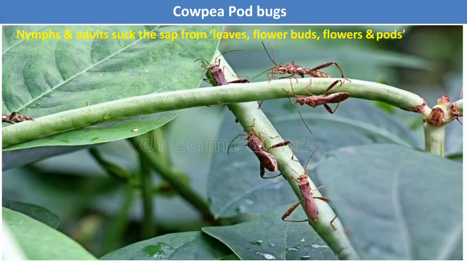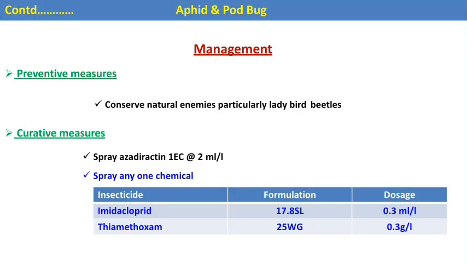Next, that is the pod bugs. It is also a sucking pest. Nymphs and adults are the damaging stages. Both nymphs and adults suck the cells from the different succulent plant parts, and as a result of feeding, when this pod sucking bug sucks the cells, the pods become shriveled and unfit for human consumption.